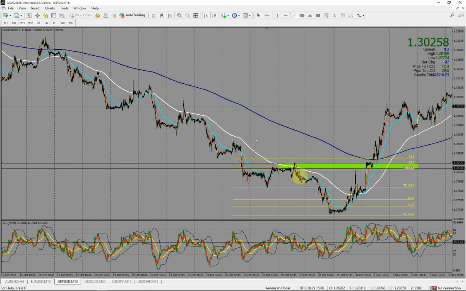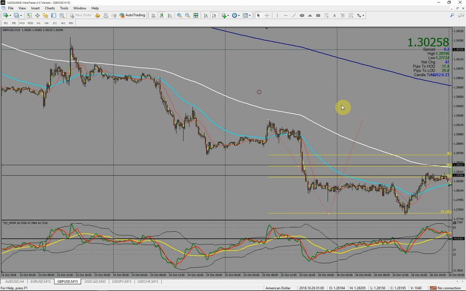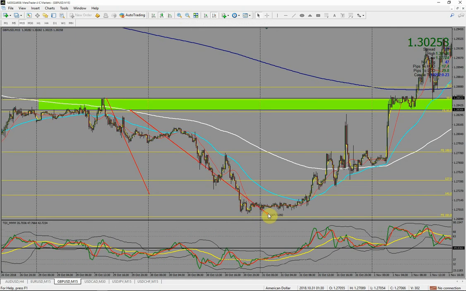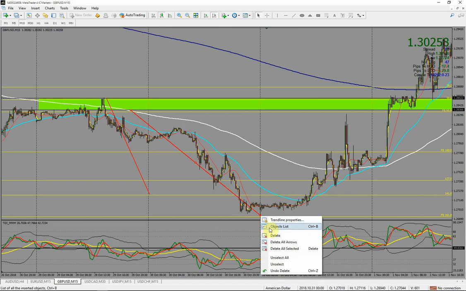From 50%, our target is 141, and then from 618, our target is 161. Did it hit our 161? Yeah, just by a pip, just by a mere pip. So let me just zoom it in. Let's see. Yeah, just by a mere pip right there. You understand? So that's how you go about it.